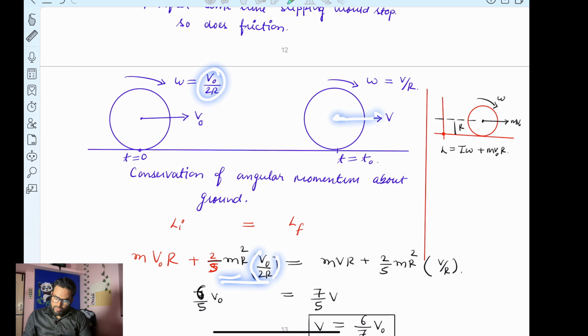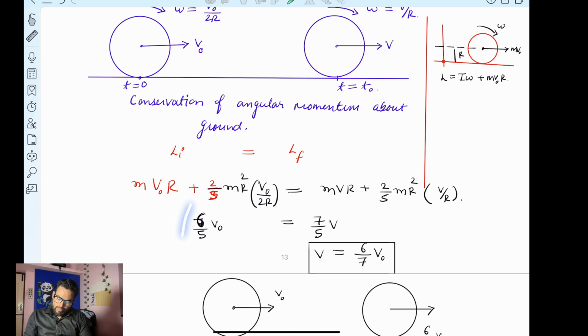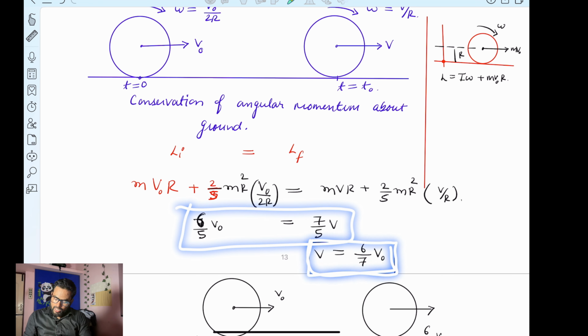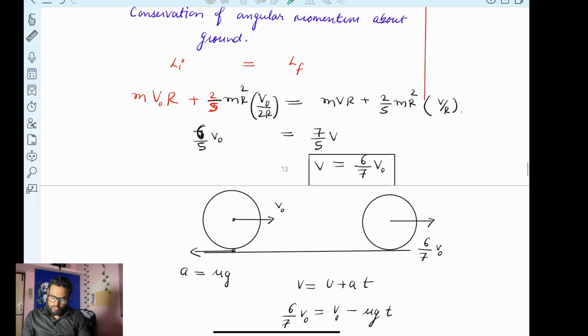Okay, inertia into omega, omega already given, so I have put here. Now final case, the center is moving with what? V. So mv into r plus inertia into omega, which would be how much? V by r. Now by solving it, we'll get a relation between final velocity and initial velocity. So final velocity becomes how much? 6 by 7 times initial velocity v naught.